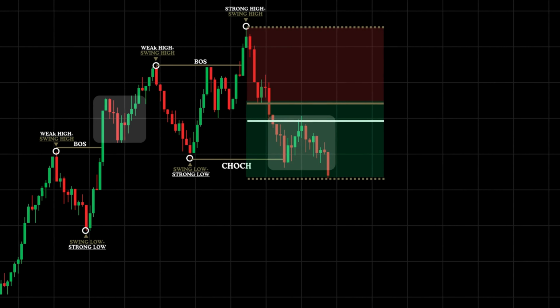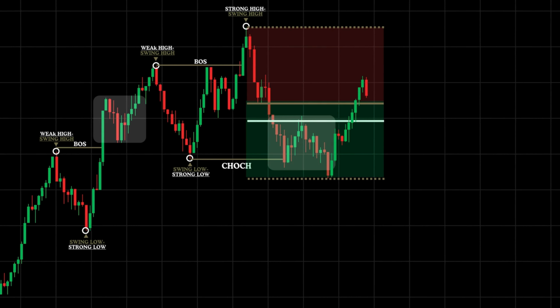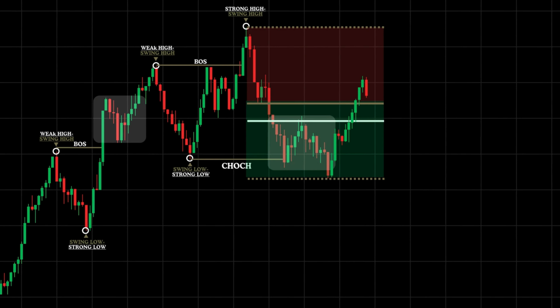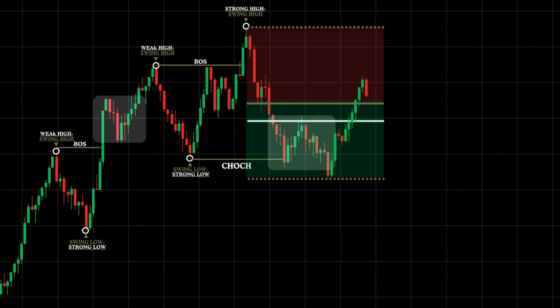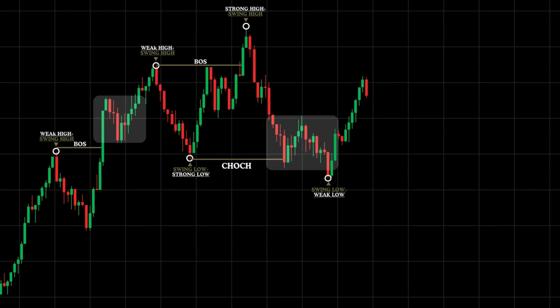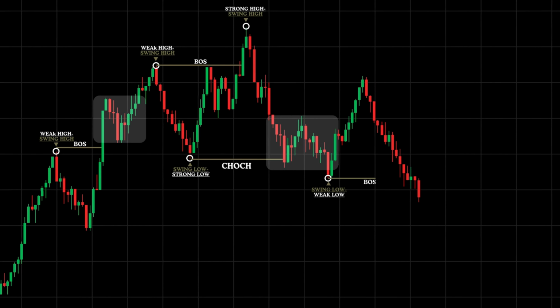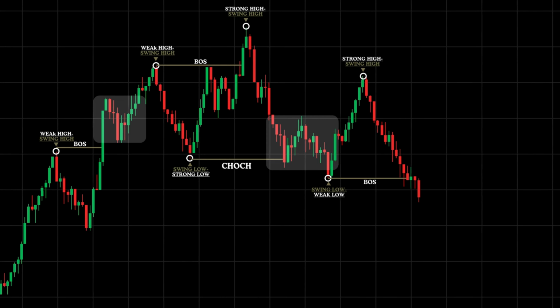We draw Fibonacci from the strong high to the new low. Price pulls back slightly upward, and this time, it touches the 38.2% level and even dips into the 50% zone. This is a valid pullback, so we mark the new weak low. After that, price continues breaking lower, giving us a new break of structure and confirming the strong high.